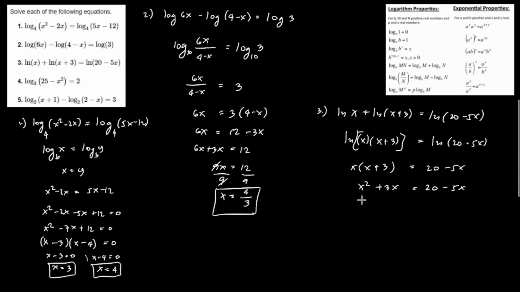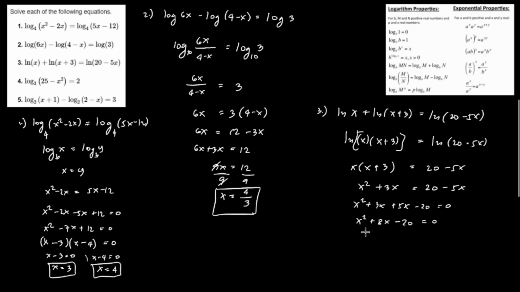And transpose 20 and negative 5x to the left side, or x squared plus 3x minus 5x is positive 5x, and 20 is negative 20, and it is equal to 0. x squared plus 3x plus 5x, or plus 8x minus 20, is equal to 0.